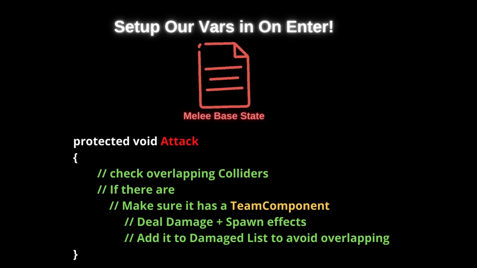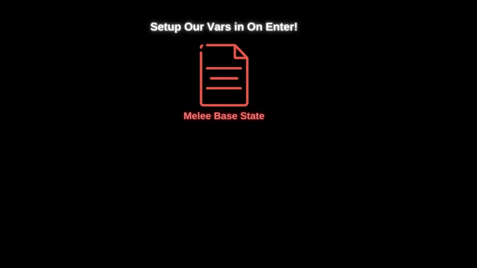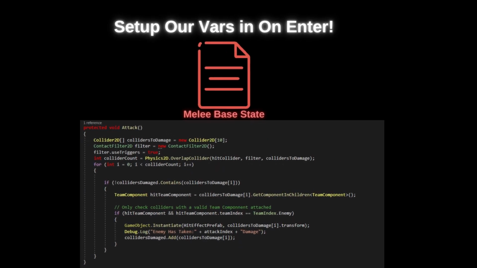The first thing we're going to do is create an array of Collider2Ds as well as a ContactFilter2D and set that filter to use triggers. This is so we can use the Physics2D.OverlapCollider function, which takes in all three of these variables. What this will do is take our bounding box and see if anything collides with it and spit out a number of how many colliders are hit, as well as filling out that array we just created.